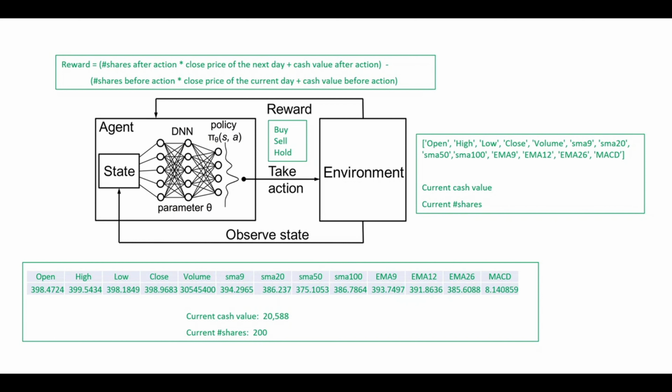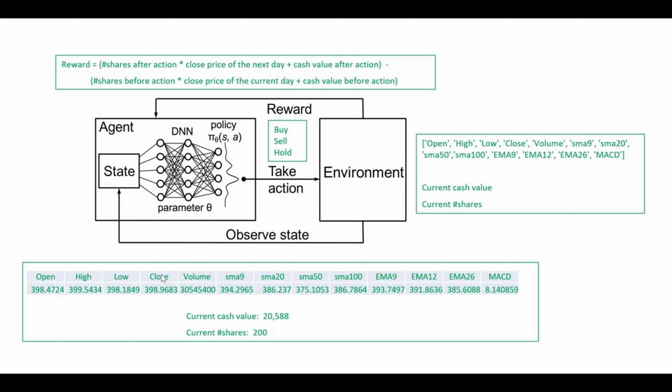So every day at its close, we have a state. Different days have different states. Different states mean that we have different values for all these attributes, different values for cash value, and different values for number of shares. So given a day at its close, we have a state for this environment.